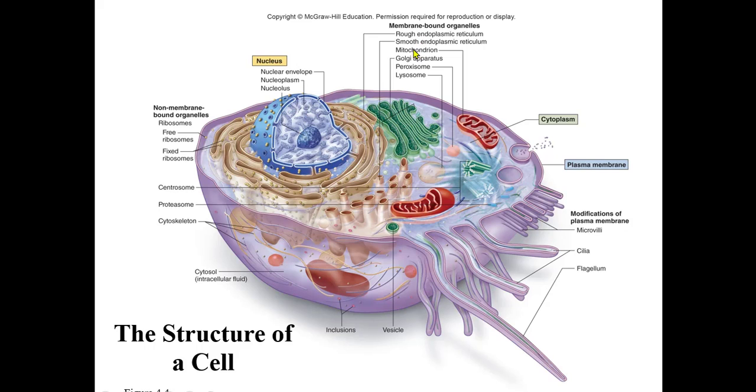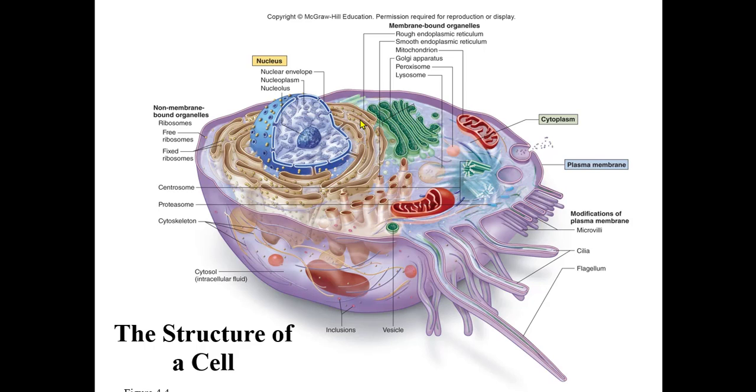Okay, we'll start at the top. We have the first one here called rough ER. It is called rough because it has the ribosomes attached to it. So rough ER has ribosomes attached to it. You can see it in the picture with these little circles. Now the rough ER plays a role with protein synthesis. So rough ER will play a role with protein synthesis.